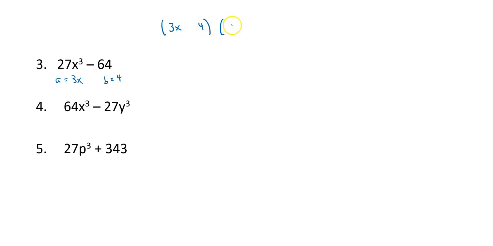A 3x squared, which means square the 3 and square the x squared. The AB term is multiply your 3x by 4, so 3x times 4, 12x. And then 4 squared is 16. How did the signs go? It started with a minus, so minus, plus, plus.